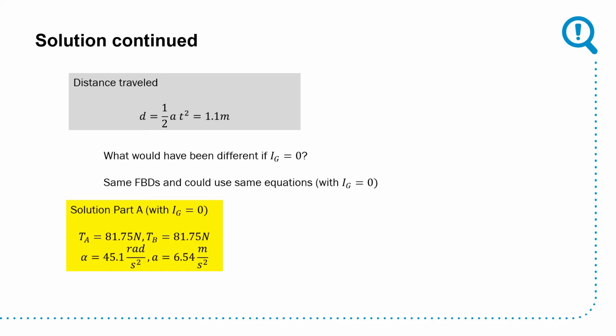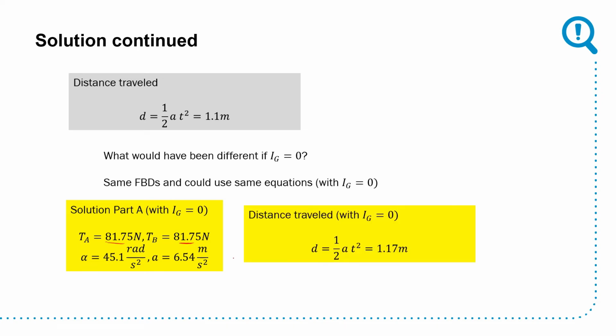All that does is it sets up the problem so that tension on both sides are equal, which is what I expected. Alpha is 45.1, slightly higher, and acceleration, again, slightly higher at 6.54 meters per second squared. The end result is that the distance traveled is going to go up, and it'll go up slightly to 1.2 meters, again using the kinematic relationships.